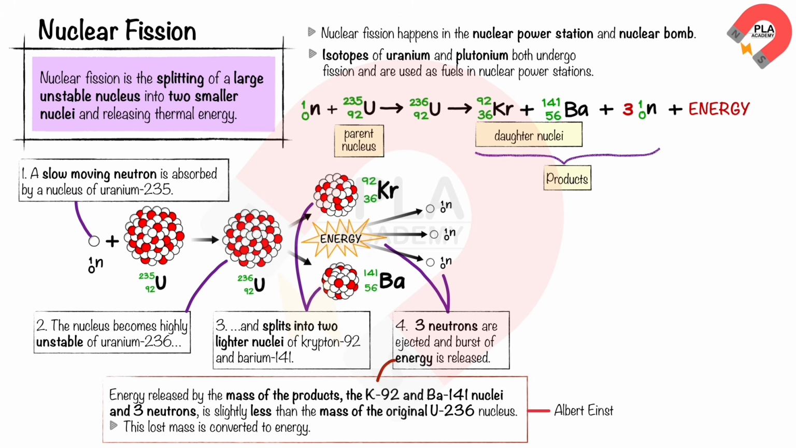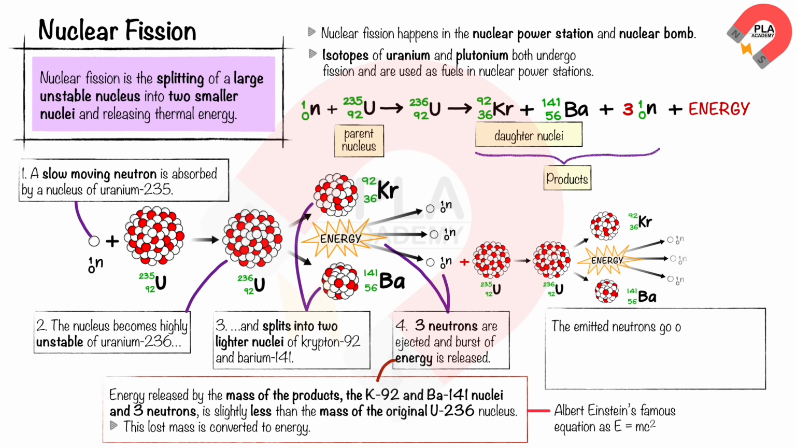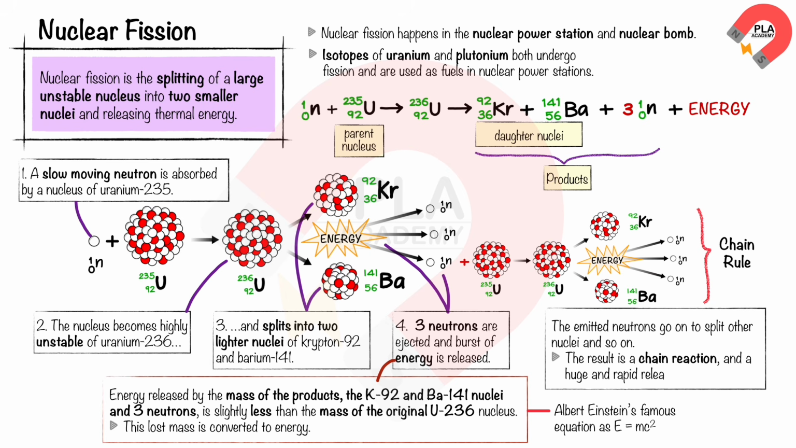This is because of the mass-energy equivalence, with Albert Einstein's famous equation E = mc², which means that mass can be converted into energy and vice versa. If the emitted neutrons go on to split other nuclei, and so on, the result is a chain reaction, and a huge and rapid release of energy.